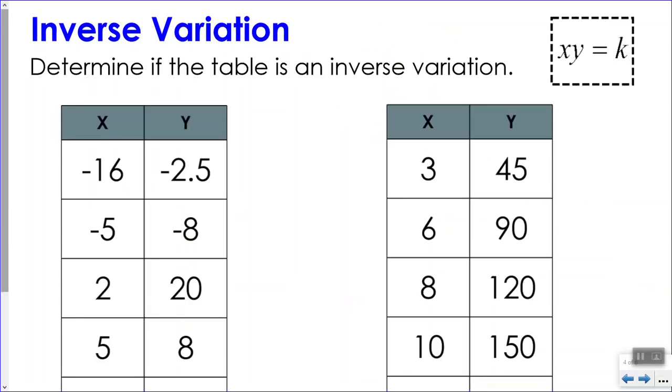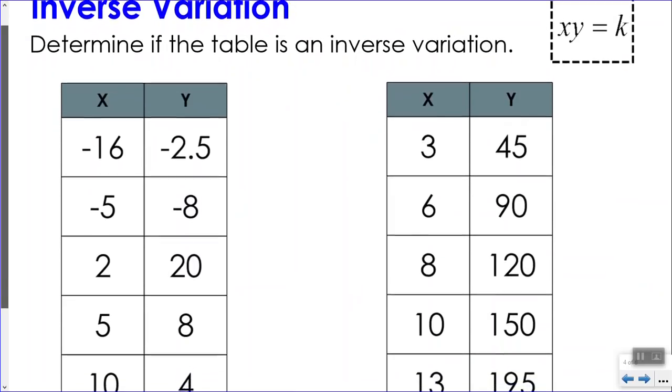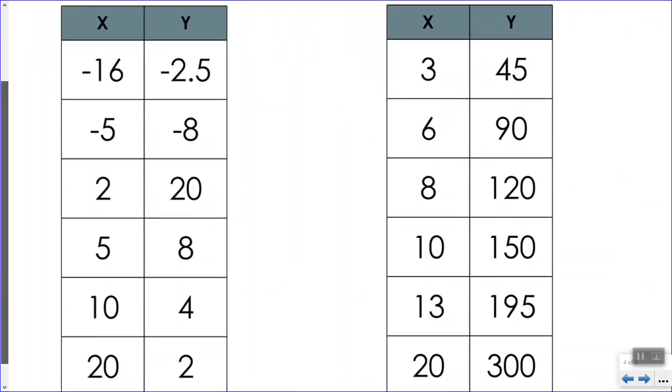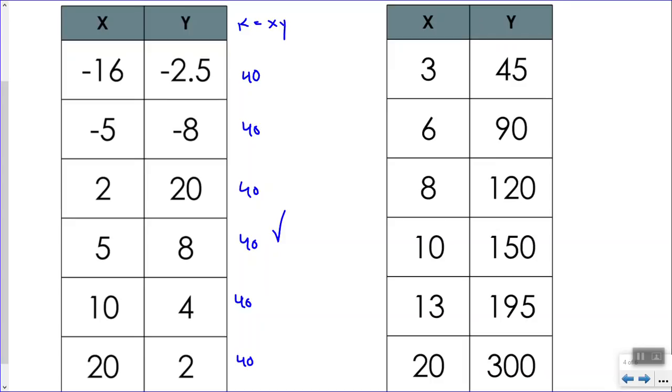Same thing as before with direct variation, we can use our formula to see if a table represents an inverse variation. So I'll add in my column, and this time we'll have the product. And now we just go ahead and multiply and see what we get. So here we have 40, 40, all the way down. So we know that this one is an inverse variation.